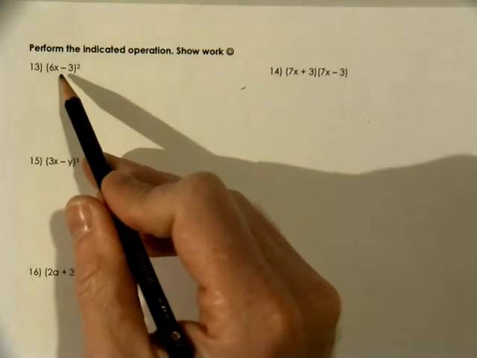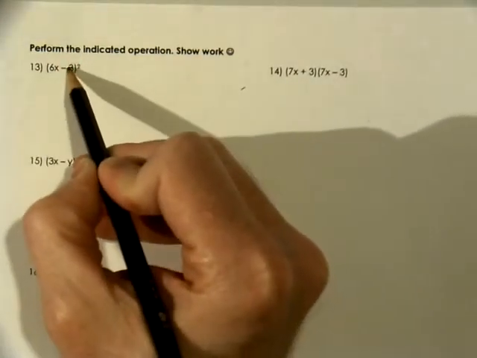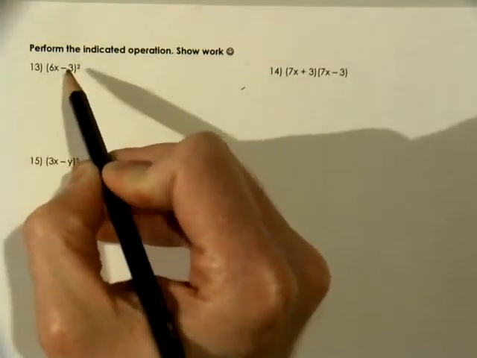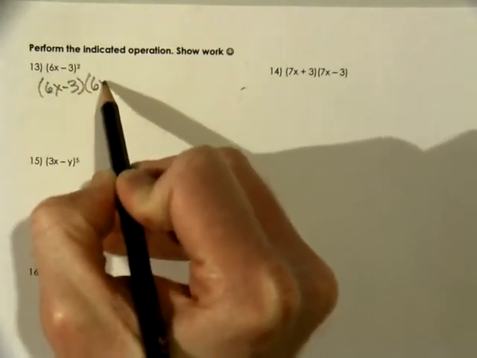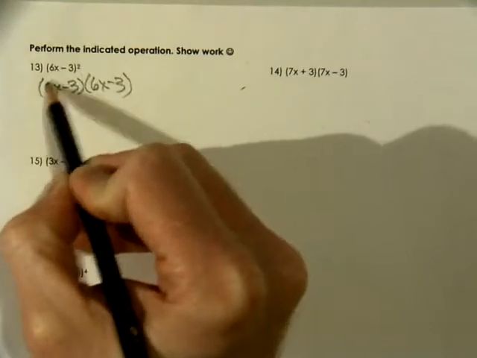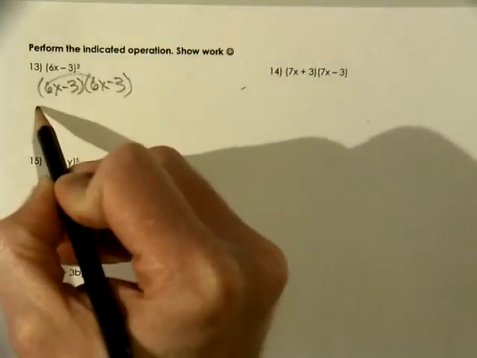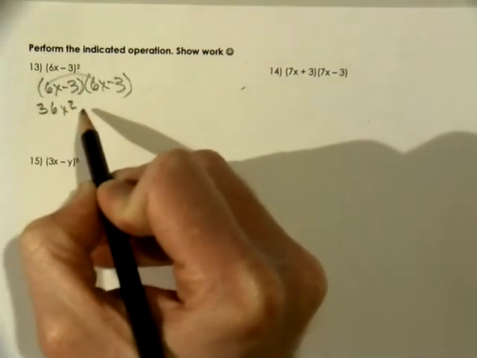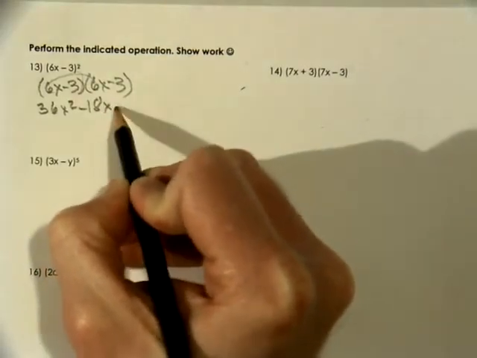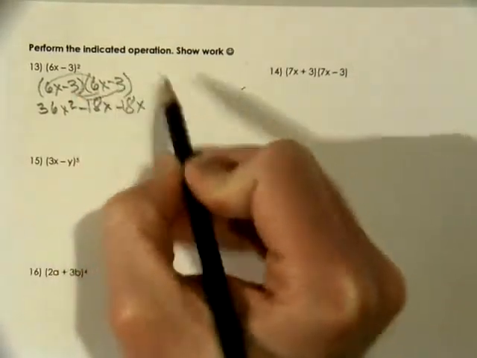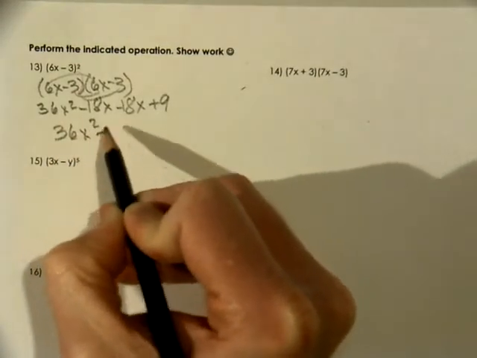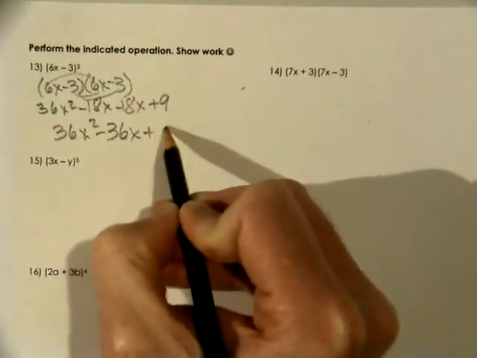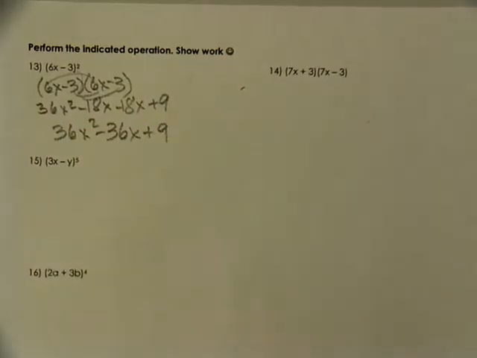Next we're going to square a binomial. Remember, you cannot distribute the square through. You have to write it 2 different times. Then we FOIL it. So that's 36x squared minus 36x plus 9.